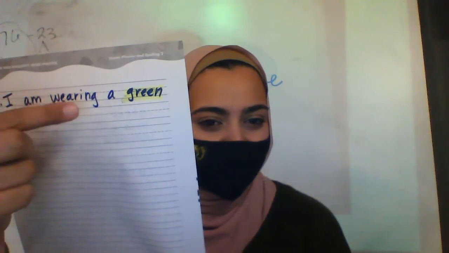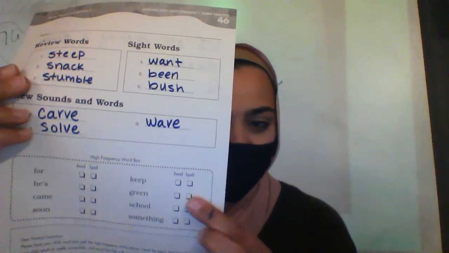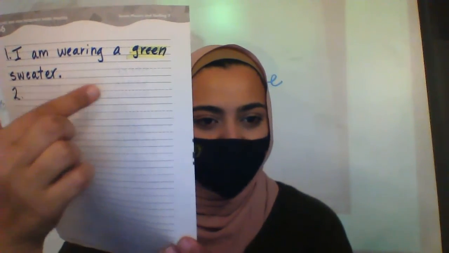Okay? So I wrote capital I. You always start your sentence with a capital letter, and you always end it with a period. I am wearing a green sweater. And I highlighted the word green that I used. And then now I'm going to check off green here because I've already used it. Now, Miss Yusuf, number 2, I still have room here. Can I write 2 here? No, you cannot. It's going to be sloppy. Just go to the next blank line and write 2 there and start there.